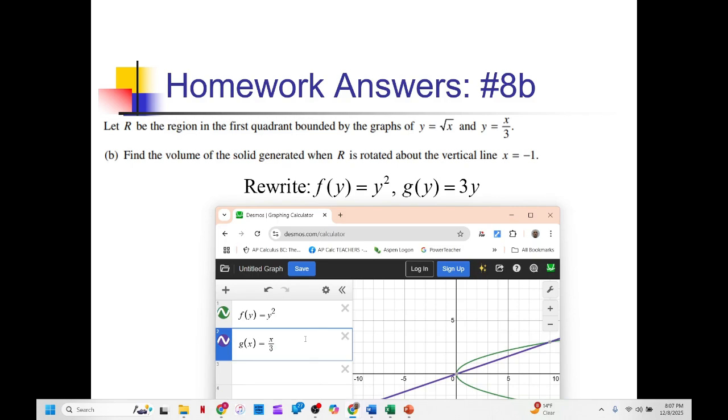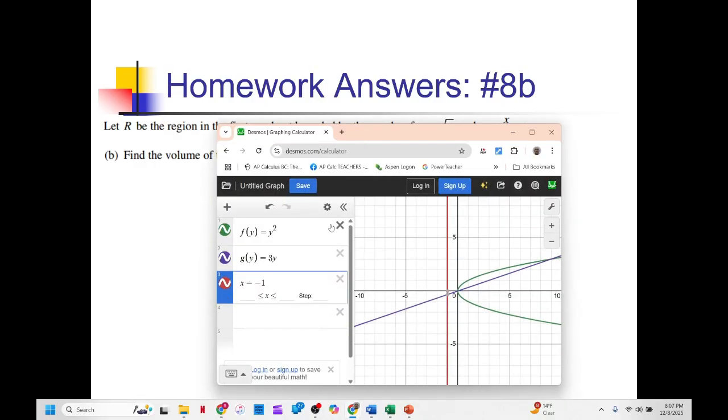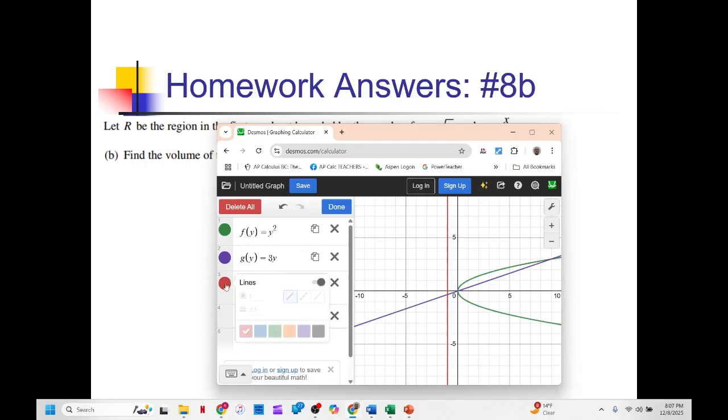Now for the other one here, we're going to do g of y. Let me just erase all of that. g of y equals 3y. And we again have that line, nothing funny going on there. All right, we also have the vertical line x equals -1. Let me put that in there to see where it is. And that's over here. And if I want to be super fancy, I will change how that looks to be a dashed line just so I know it's my line of revolution here.